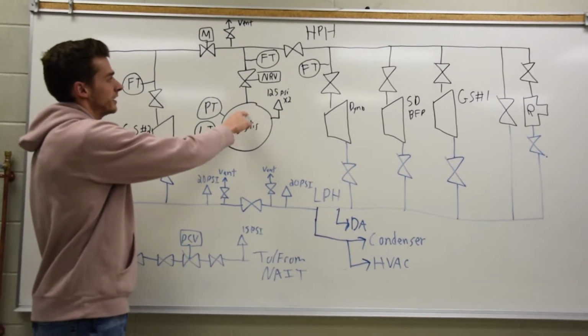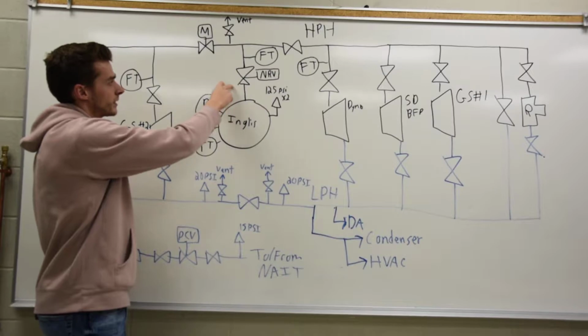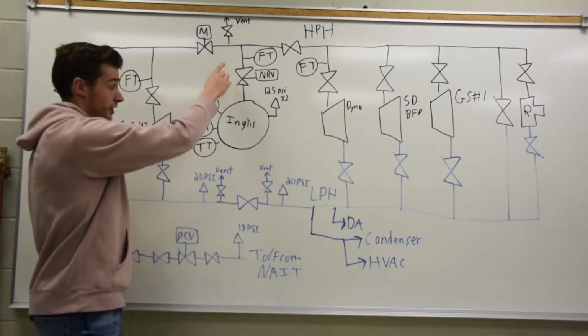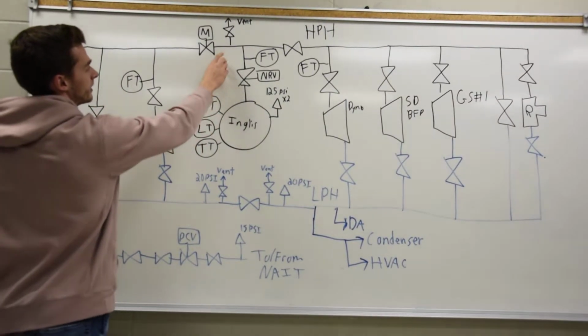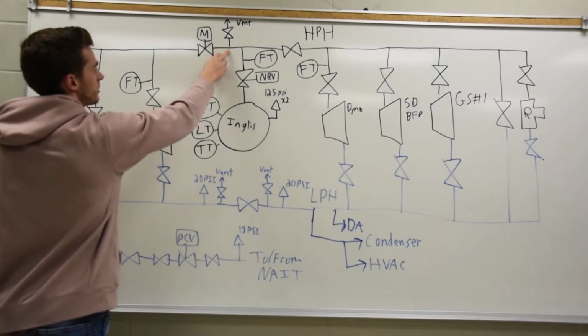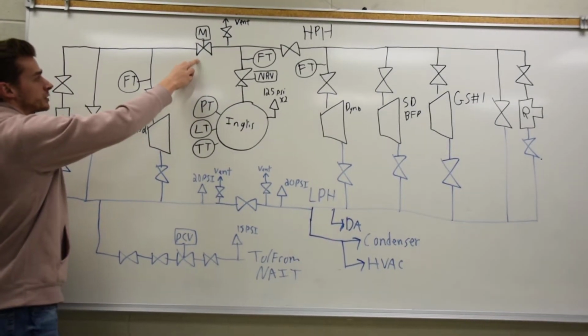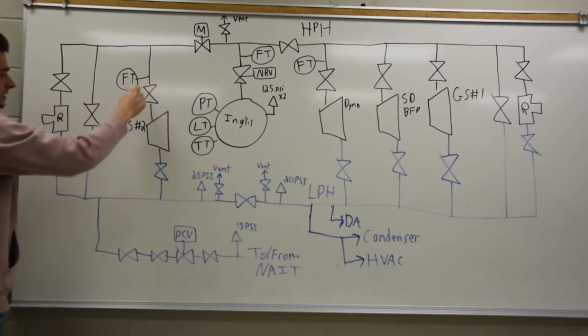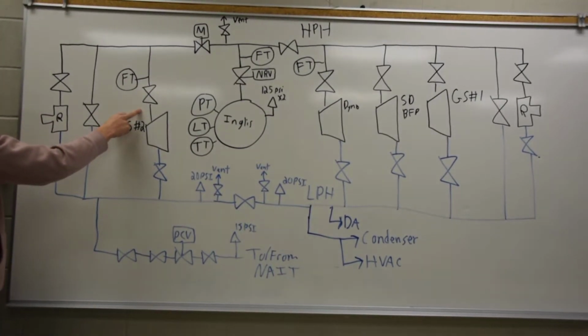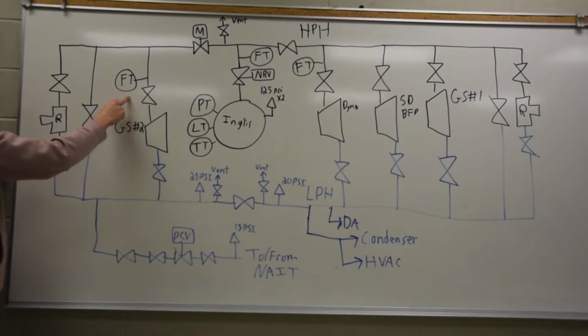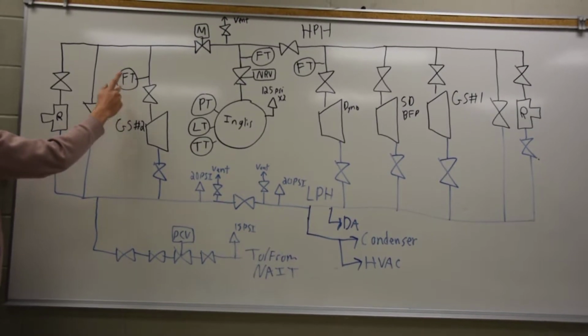Going from the English boiler to the header, we have an NRV valve and a flow transmitter. Going east on the high pressure header, we have a vent to atmosphere, along with a motor actuated valve. Then we follow up with the genset number 2. That's an isolation valve leading to it and a flow transmitter branch to it.